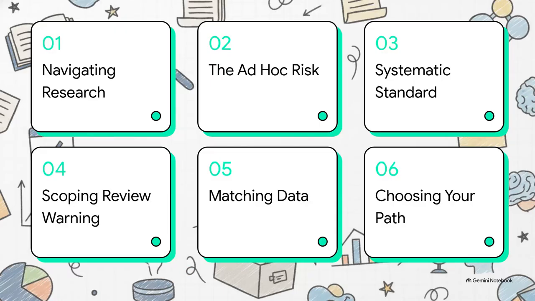Here's our roadmap for today. We've got navigating secondary research, the ad hoc risk, the systematic standard, the scoping review warning, matching data to methods, and finally, choosing your research path. Basically, we're going to map out the secondary research landscape, warn you of the common traps that even seasoned researchers fall into, and show you exactly how to match your research goals to the right review method.